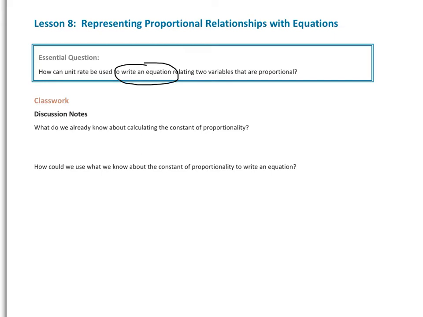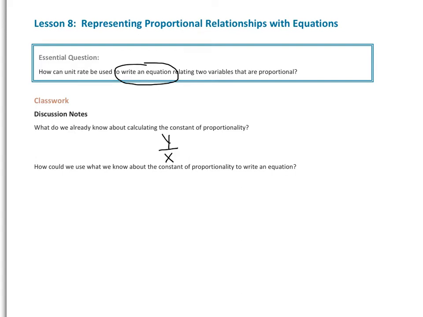What do we already know about calculating the constant of proportionality? You'll find this classwork on page 2 of your packet, so make sure you have that open so that you can copy down what I have on this video. What we already know is the thing I tell you to do every time. I've drilled it into your head. You take y and you divide it by x. When you take y divided by x, you're finding that unit rate, that constant of proportionality, or that common multiplier that determines whether or not your relationship is proportional.